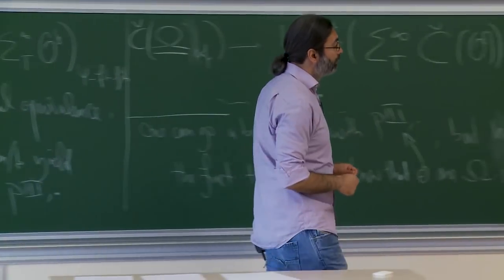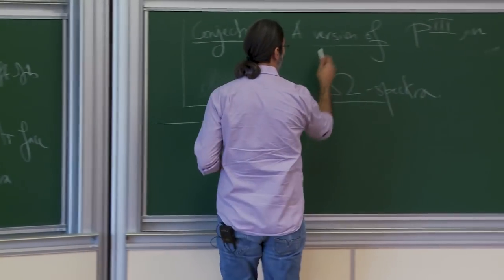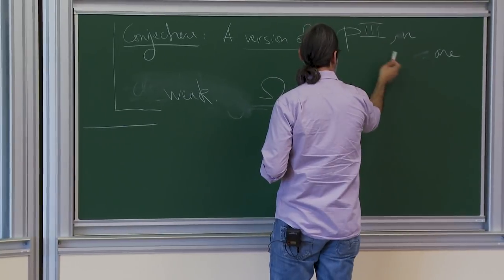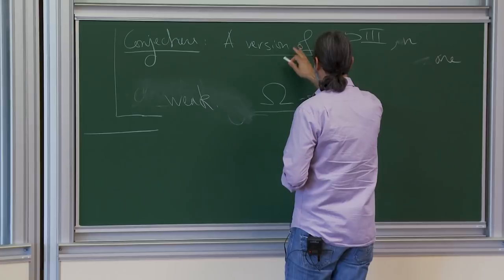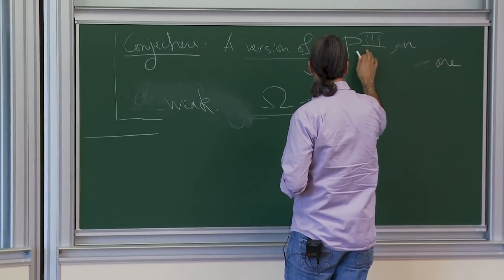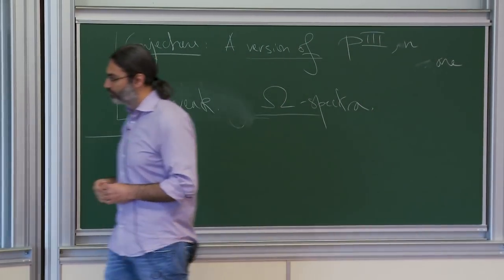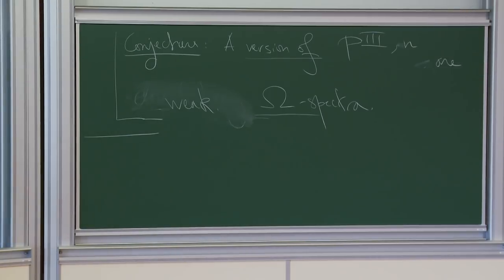So the next thing I want to do now is to explain this version. I don't think that these guys will be weak omega spectra, but I want to propose a version of this guy, which I hope will have this property.